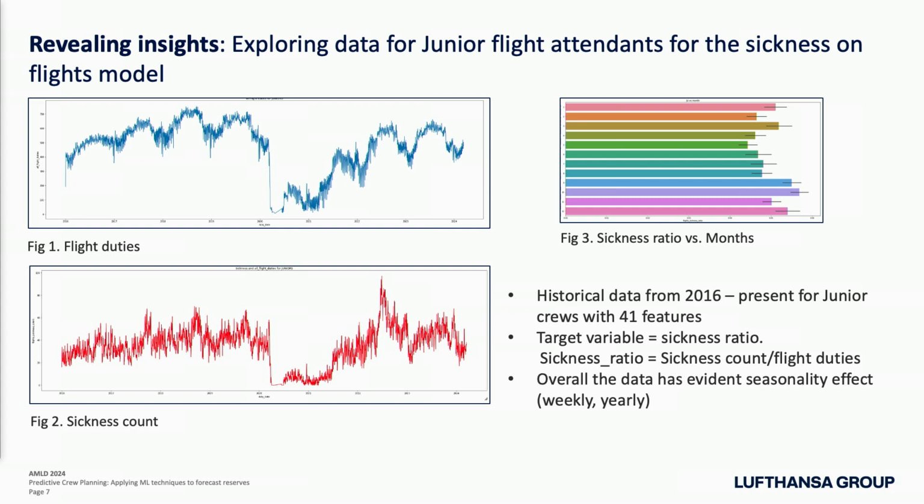So we have historical data from 2016 to present for junior flight attendants with 41 features. And we're using these features to predict the sickness ratio. The sickness ratio here is defined as the sickness count divided by flight duties. And if you look at figure 1, figure 1 shows the flight duties of the flight attendants.